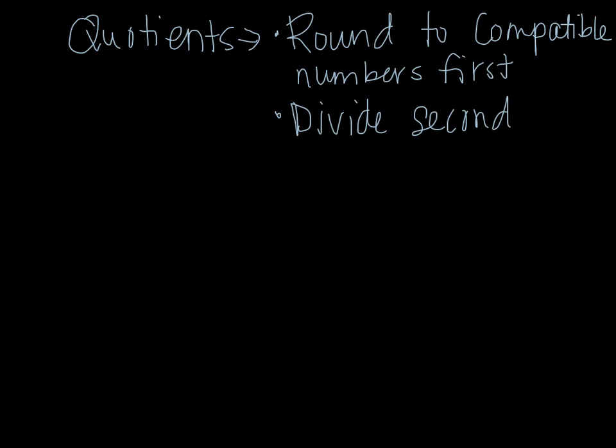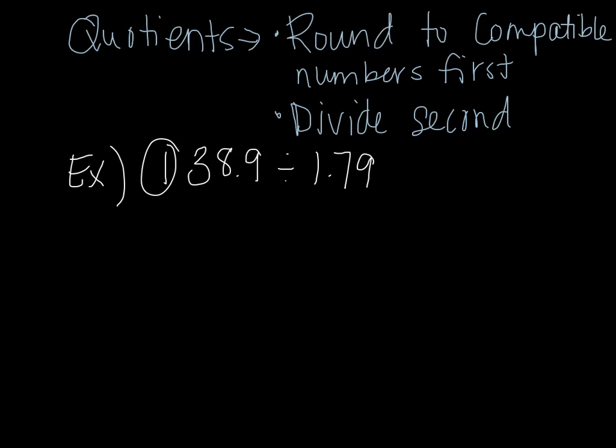Now, I talked about this in the 3.1 video. Compatible numbers are numbers that you know are easy to divide. So we'll talk about that a little more in the examples, but there are numbers, basically, that are just easy to divide. So here, let's try a few examples, and then we can kind of talk about it more. So here's our first example: 38 and 9/10 divided by 1 and 79/100.